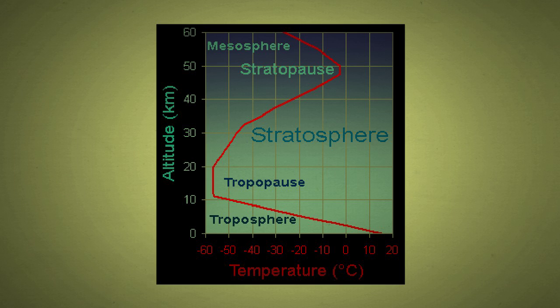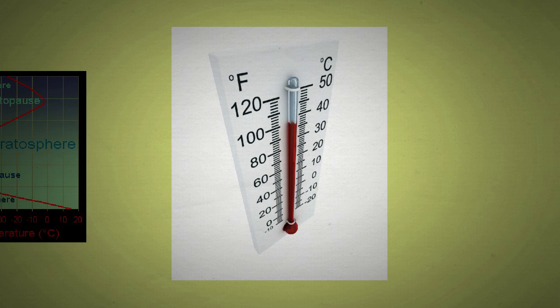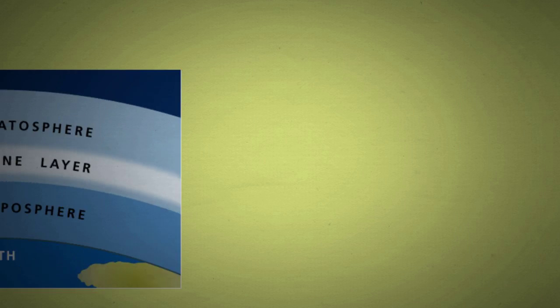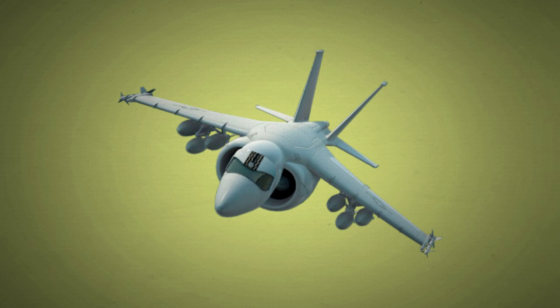The stratosphere. In this layer, temperature increases with altitude as opposed to the troposphere where it gets colder. The increasing temperature in the stratosphere is caused by the presence of a layer of ozone near an altitude of 25 kilometers. Many jet aircraft fly in the stratosphere because it is very stable.